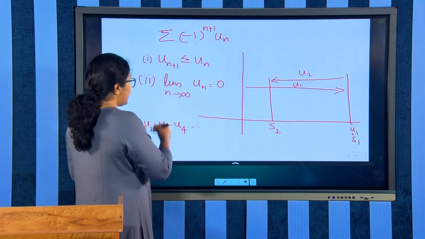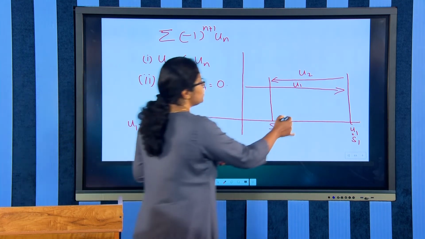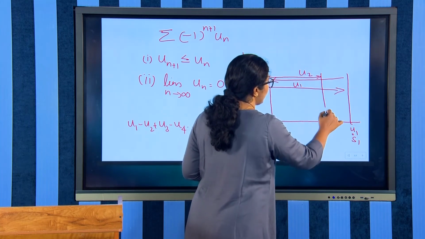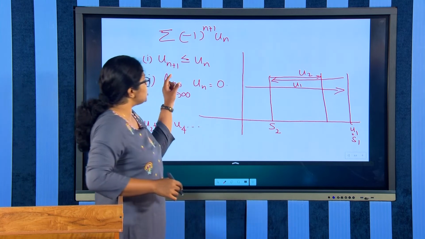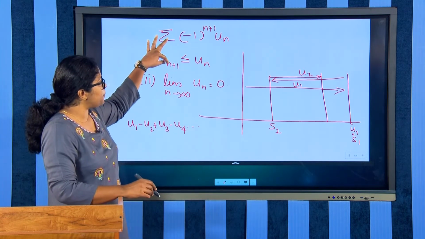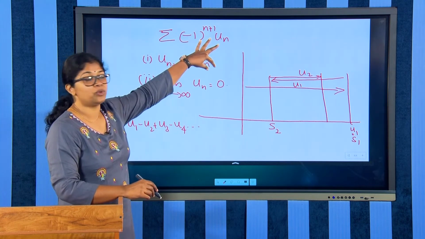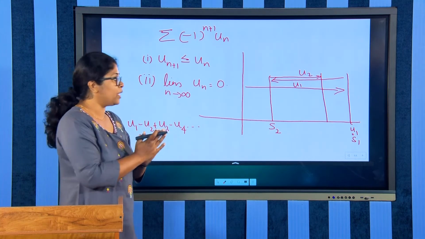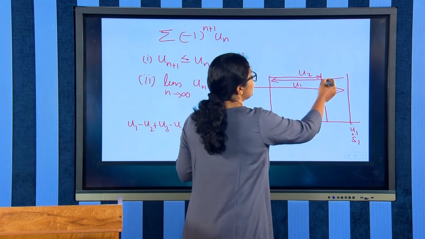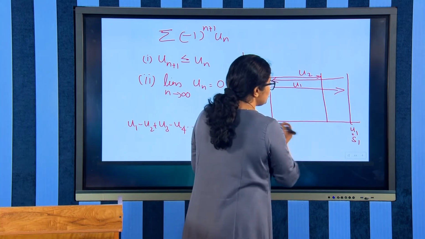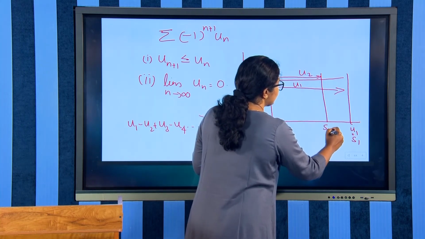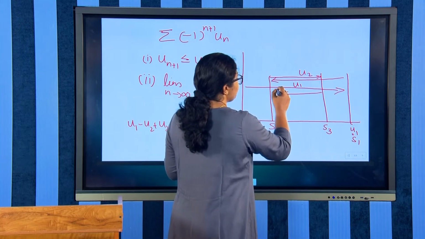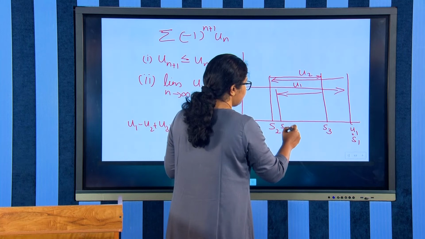Then you are adding some positive term. So it is getting added to a lesser value. Why lesser? Because we have a condition that each un plus 1 is less than or equal to un. So un plus 1 should definitely be less than un. So we can move only up to a particular point which is less than S2. So this is S3. Now it comes to some S4 somewhere here.